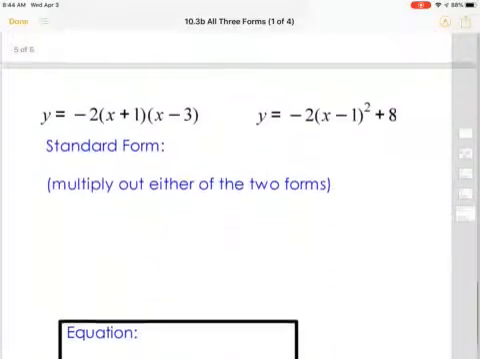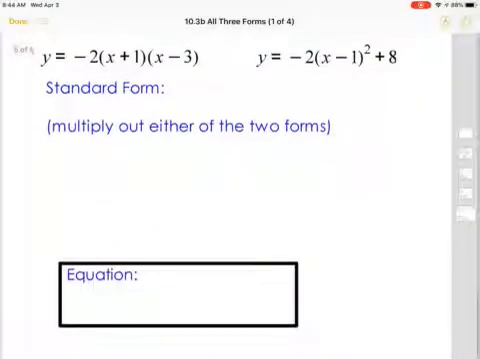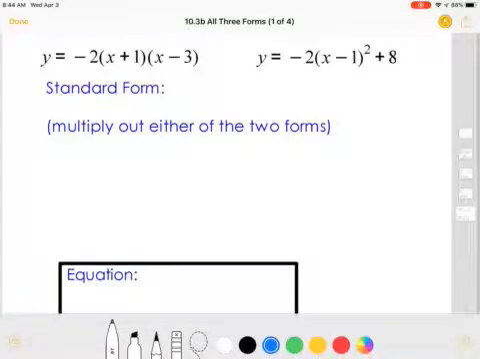Last but not least, let's take a look. And here we have the same equation in factored form. Right, y equals negative 2 times x plus 1 times x minus 3.